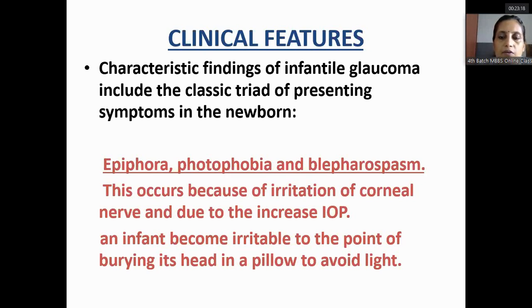An infant becomes irritable to the point of burying its head in a pillow to avoid the light. So due to the increased intraocular pressure, the sensation is supplied by which nerve? The trigeminal. Because of the irritation from the increased intraocular pressure, the child becomes irritated, and due to the photophobia, they try to bury the head under the pillow.